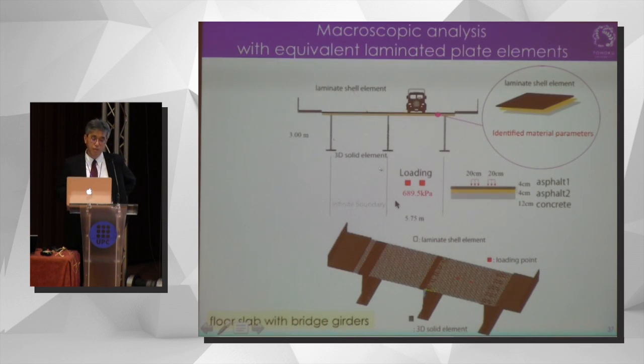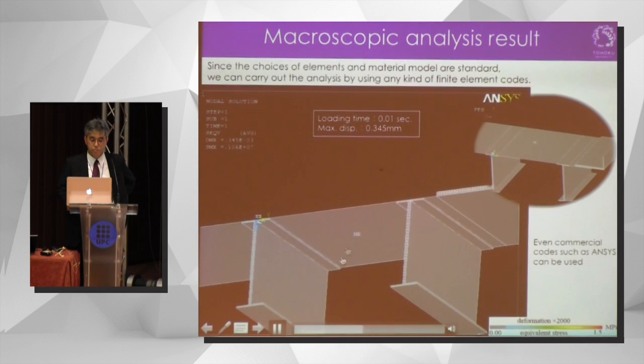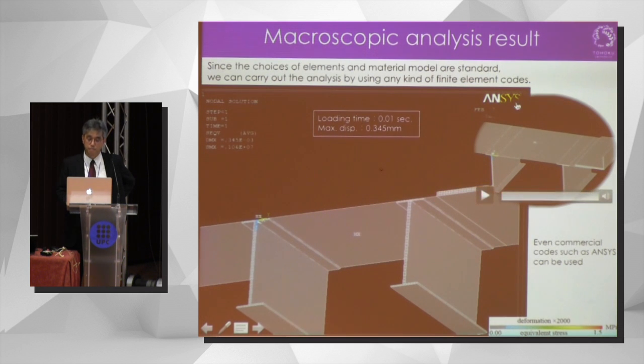Now we can carry out the macroscopic analysis with equivalent laminated plate elements here. This is the macroscopic model of the floor slab with bridge girder. In this case, the applied load is given by this truck. Then this shows the macroscopic result. Again, we can't play the movie in this case. I'm sorry. But since the choice of element and material model are standard here, we can carry out this macroscopic analysis by using any kind of finite element code. In this case, we have used ANSYS software.